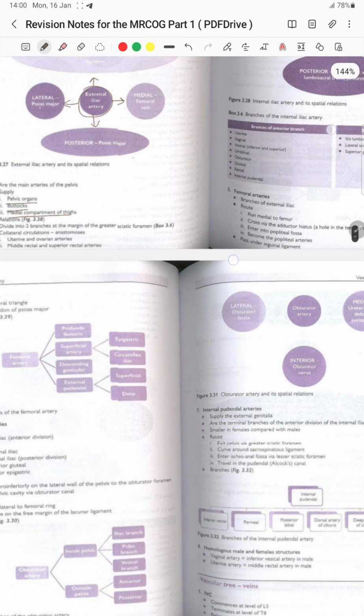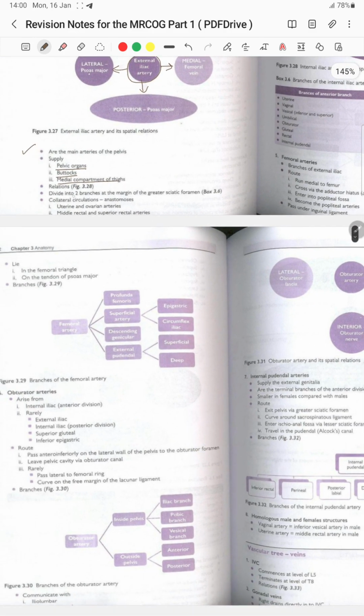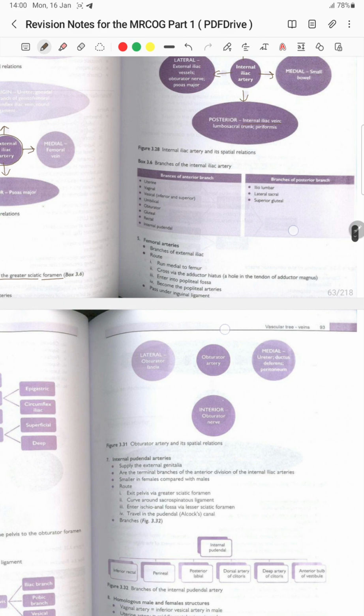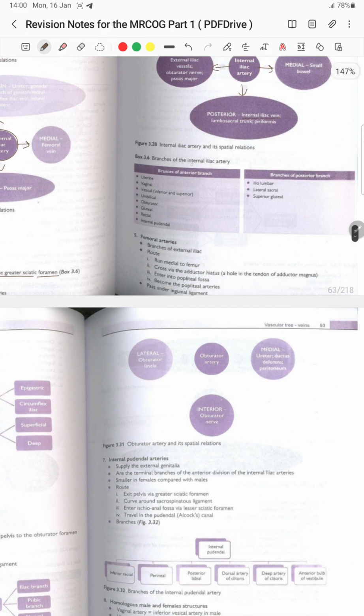Now they are divided into two branches at the margin of the greater sciatic foramen, and these are the branches of the internal iliac artery. The branches of the anterior division are the uterine, vaginal, vesical, umbilical, obturator, inferior gluteal, middle rectal, and internal pudendal. The branches of the posterior division are the iliolumbar, the lateral sacral, and the superior gluteal.